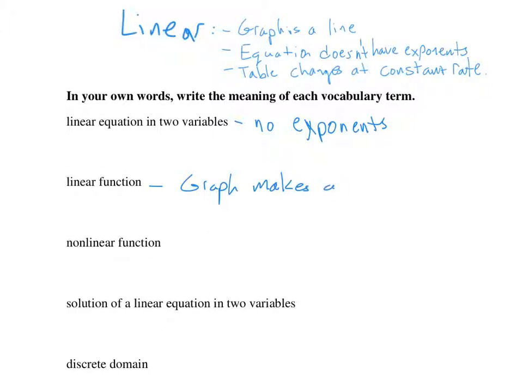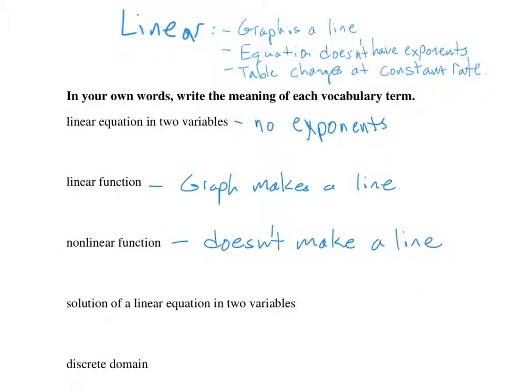That's the key. When we graph it, it makes a line, and we just saw that we can figure out that it's linear in lots of different ways. It's a nonlinear function if it doesn't make a line. All other functions are nonlinear.